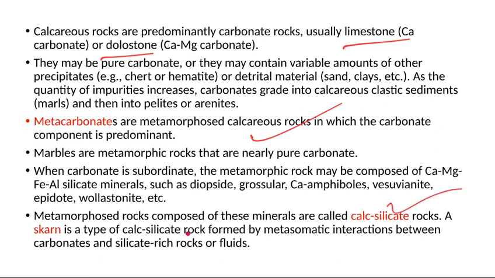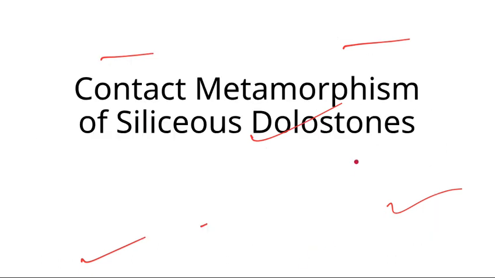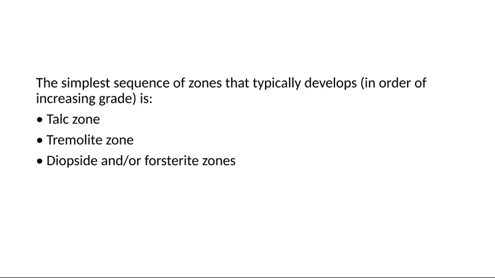Calc-silicate rocks: a skarn is typically a calc-silicate rock formed by metasomatic interaction between carbonate and silica-rich melt. About the formation of skarn in the metamorphic petrology syllabus, that will be taught in the economic section, not in the metamorphic section. Now, the contact metamorphism of siliceous dolostones.